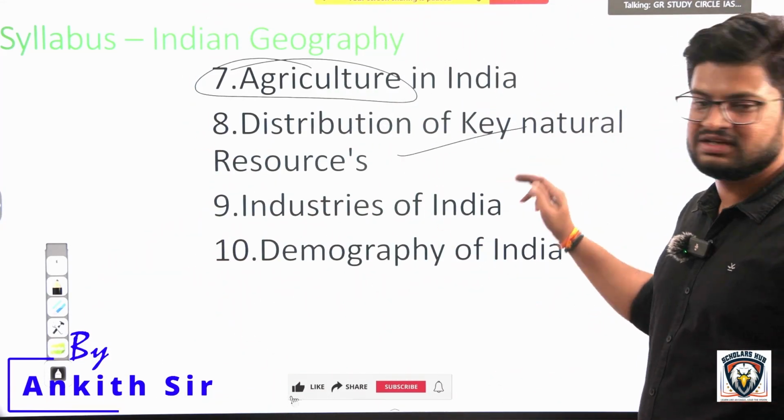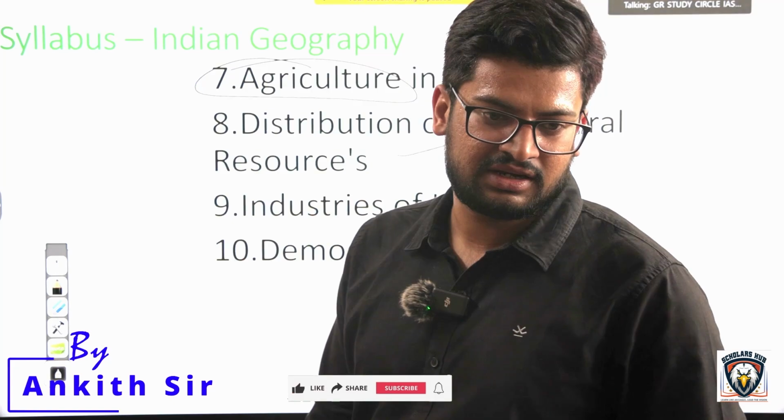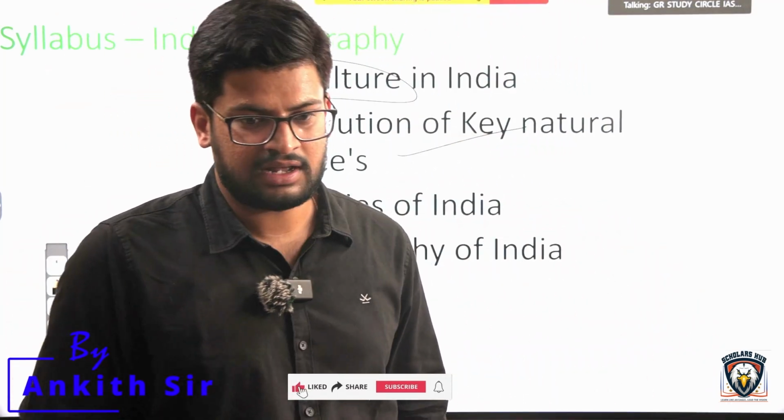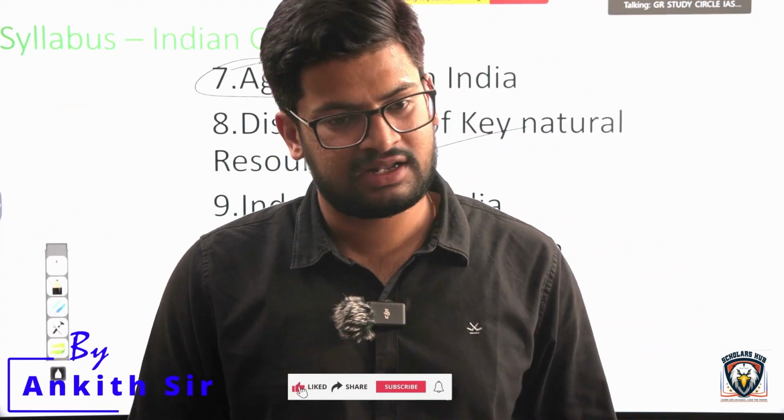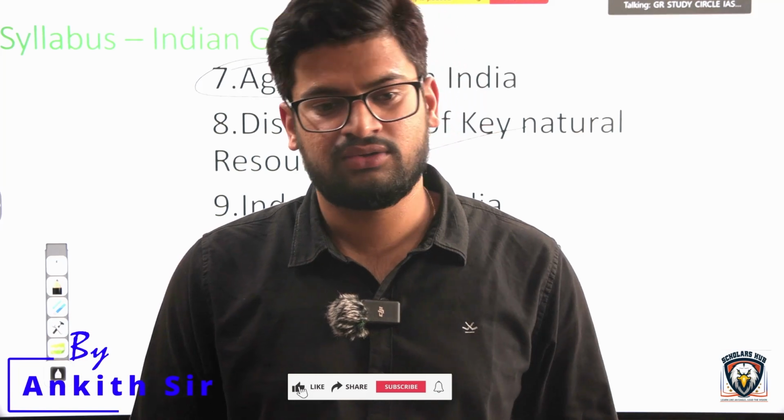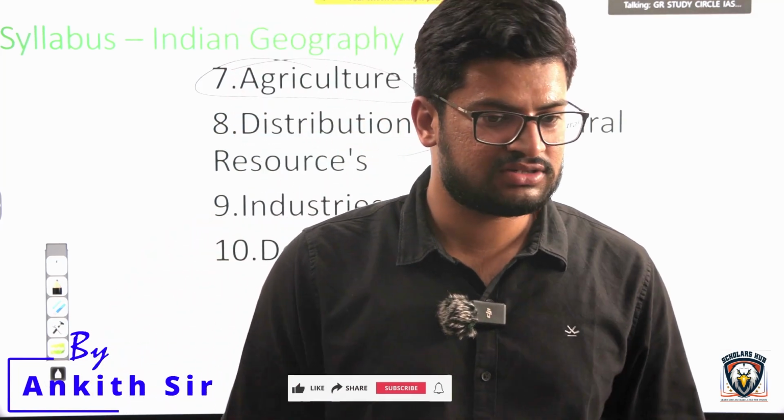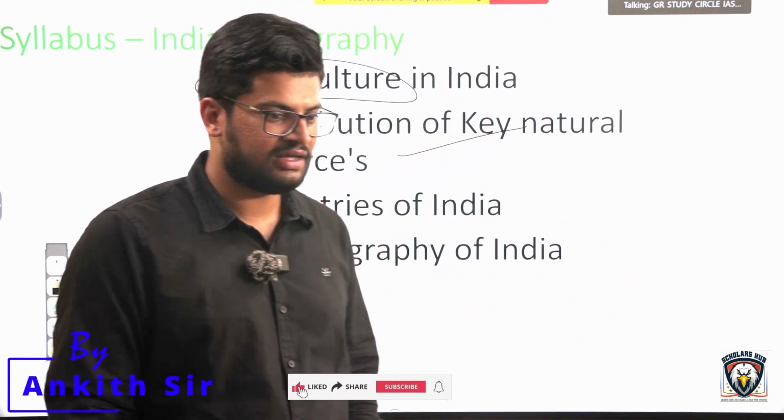And then the distribution of key natural resources in the country. Resources like coal, iron ore, limestone, bauxite, oil and natural gas. The recent one, uranium resource. So all these natural resources we'll be discussing here, and energy resources in the country.